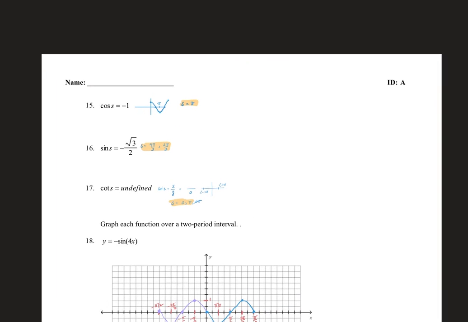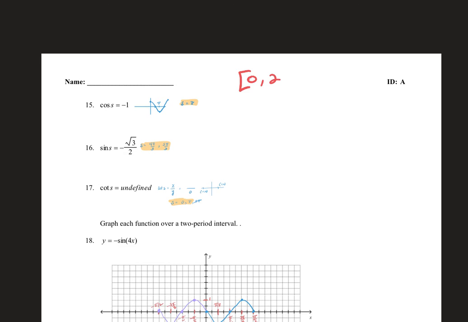So the directions on these say 0 to 2 pi. That parentheses means don't include 2 pi. So none of the answers from that section should be 2 pi. If it is that point, you're going to use 0 and not 2 pi. You don't want to include it as part of your answers.